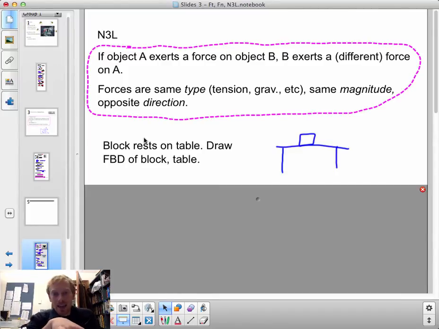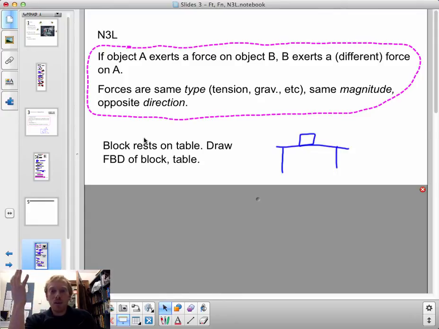When object A exerts a force on object B, and object B exerts a different force on object A, those two forces are the same type, that is to say they're either both gravitational or both tension forces. They have the same magnitude as each other, but they point in opposite directions. You may have heard, like, every action has an equal and opposite reaction.